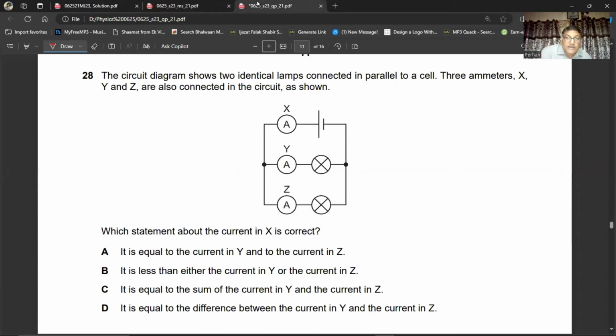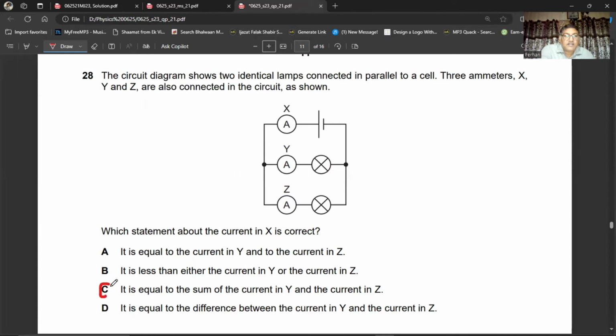You see, X is measuring the amount of current coming out of the battery. The current flowing through this first lamp is noted by Y, and the current passing through the second lamp, which is the second branch, is Z. So X will basically be equal to the sum of Y and Z, because the current has divided into two branches, okay? So X will be equal to Y plus Z. It is equal to the sum of the current in Y and the current in Z.